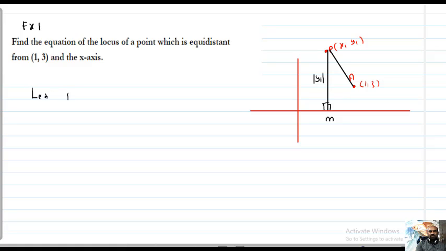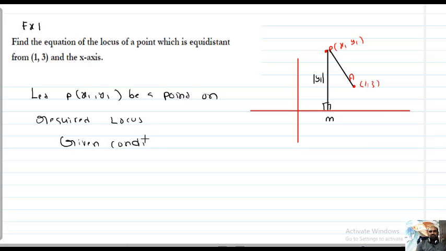Let P(x1, y1) be a point on the required locus. Okay, what is the given condition? PM equal to PA. What is PA now? Mod y1 equals PM, and PA is the distance from P to that point A, so root of (x1 minus 1) whole square plus (y1 minus 3) whole square.